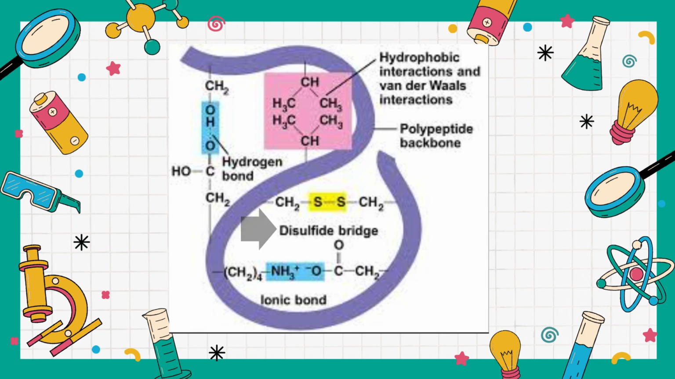Covalent bonding. Here we are taking the example of disulfide bonds. This is a strong bond formed by the sharing of electrons between atoms, and disulfide bonds specifically form between cysteine amino acids, playing a crucial role in maintaining protein structure.